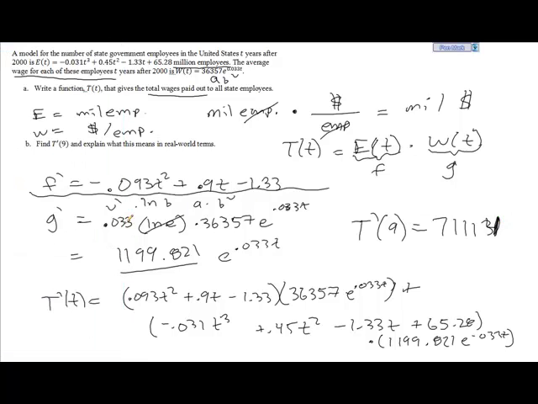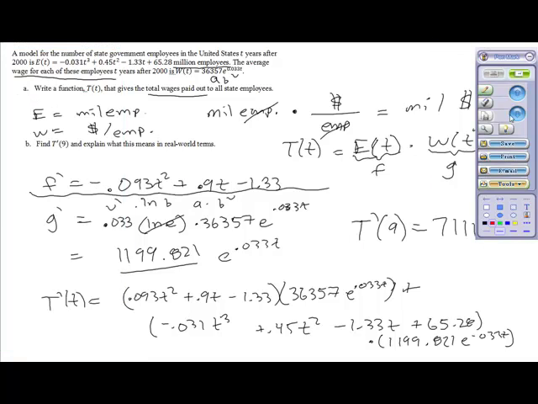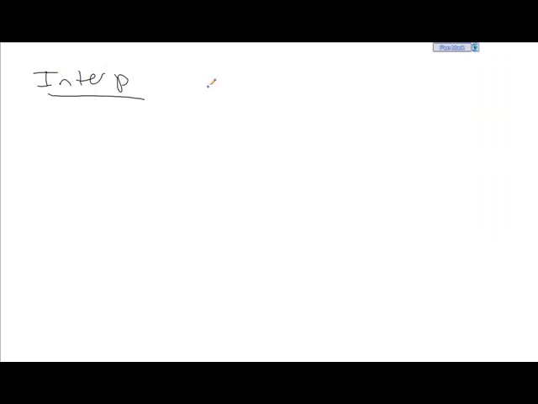And maybe I just misevaluated 0.033 times 36357. Let's see how I did. 1199.781. Okay, so I was close, but that's close enough. So 71114 is our answer.